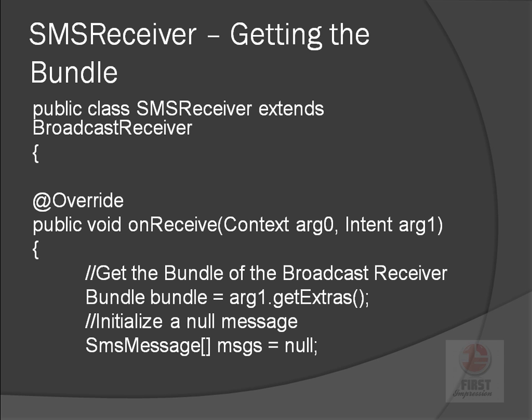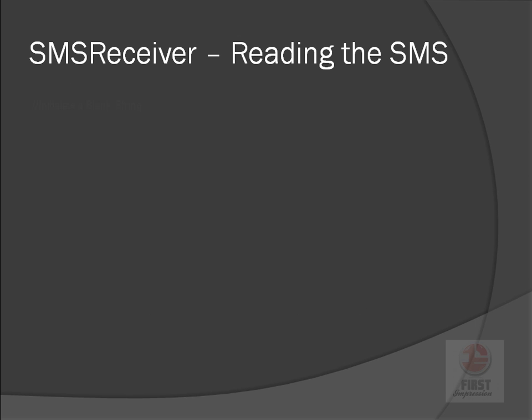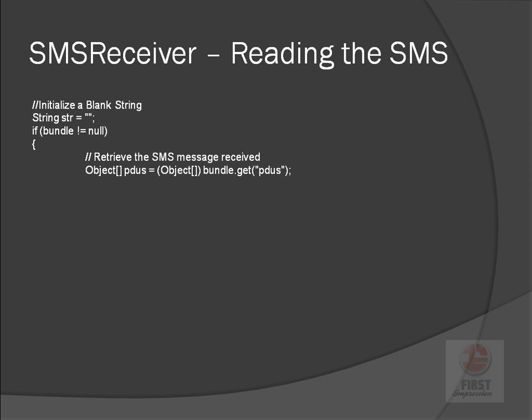And let's initialize the null message with the help of the SMSMessage class. Let's read the SMS. We'll first initialize a blank string. Inside this string we'll be having the messages. We'll first check if the bundle is not equal to null. If the bundle is not equal to null, that means there is something received from the incoming SMS. Let's get the PDUs from the bundle. So we'll say bundle.get("pdus"). It will get an array of objects from the bundle, and those objects will be collected inside the variable pdus.